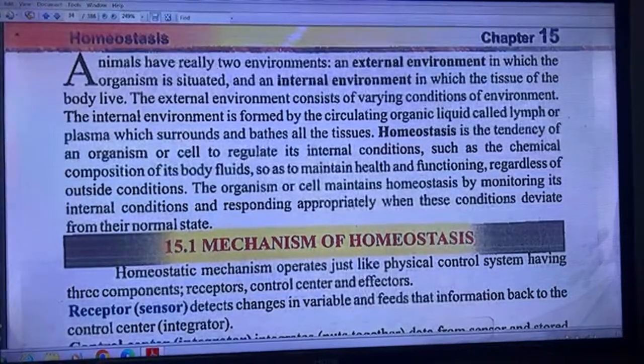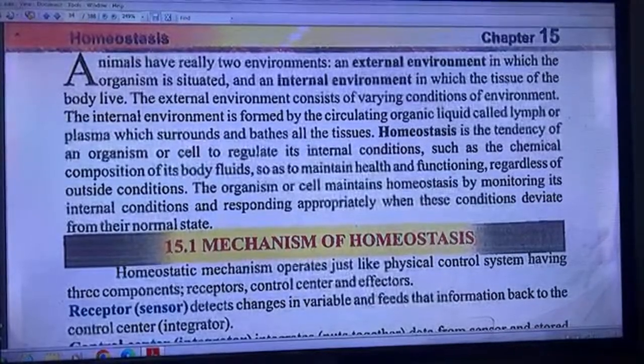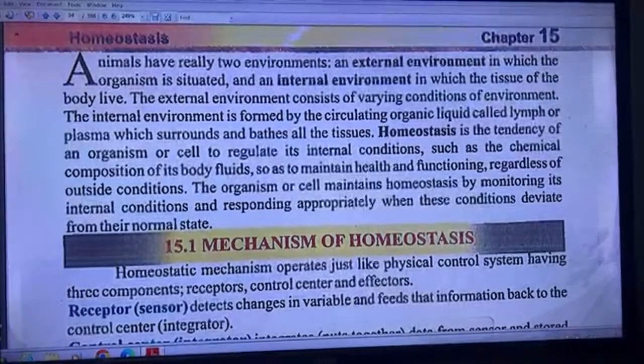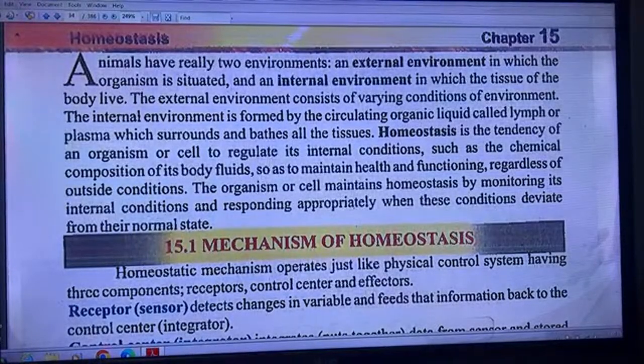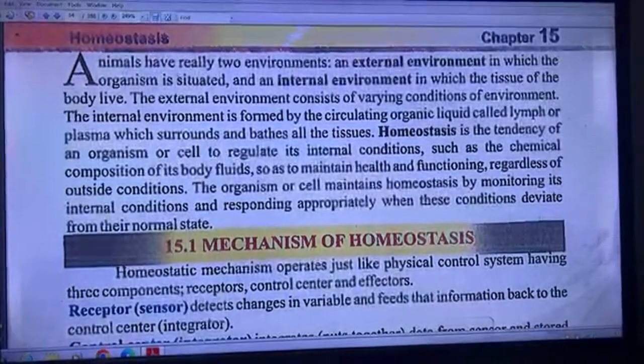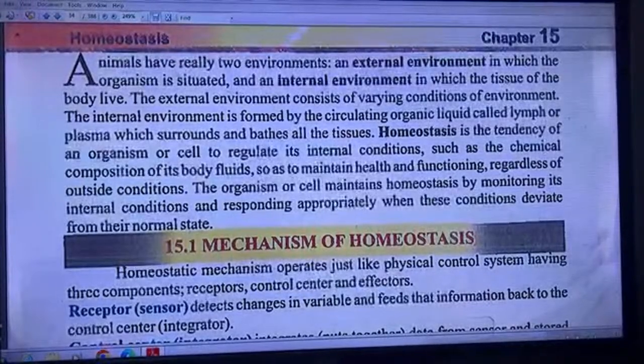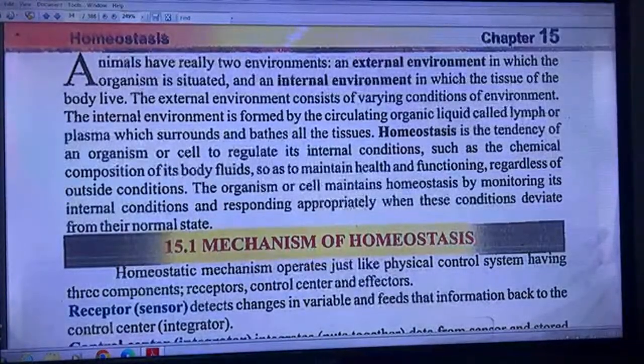Homeostasis is the tendency of an organism or cell to regulate its internal conditions, such as the chemical composition of its body fluids, so as to maintain health and functioning regardless of outside conditions. The organism still maintains homeostasis by monitoring its internal conditions and responding appropriately when these conditions deviate from their normal state.